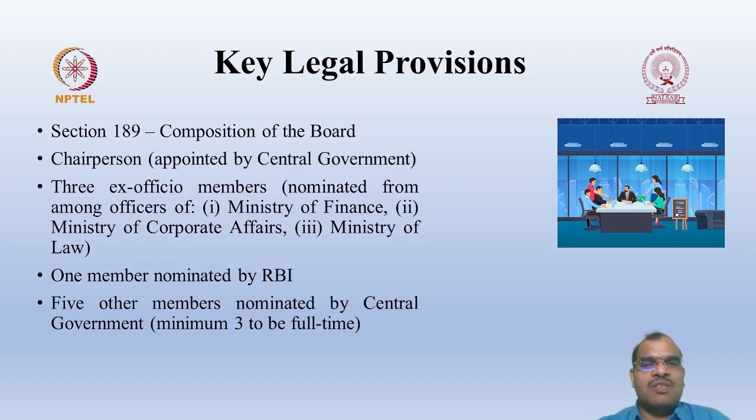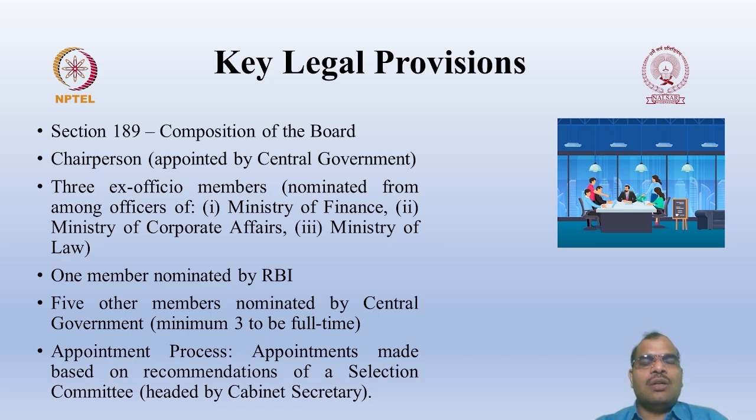Out of these five, a minimum of three must be full-time members. So in total, one chairman, three ex officio members, one member nominated by RBI, plus five other members: totally ten members. Then how are you going to appoint these members?